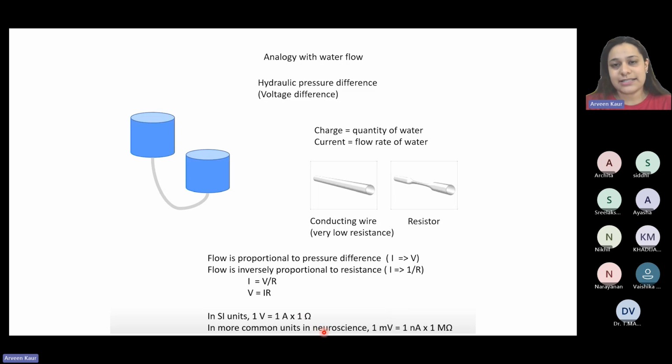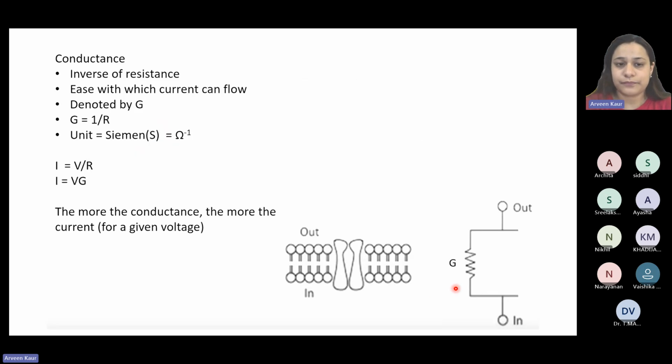But in neuroscience, like we said, there are different orders that these things are present in. So we can extrapolate that those values that we have discussed will be more commonly present in case of neuroscience. When we are studying the subject, it will basically account to 1 millivolt is equal to 1 nanoampere into 1 megaohm, right?